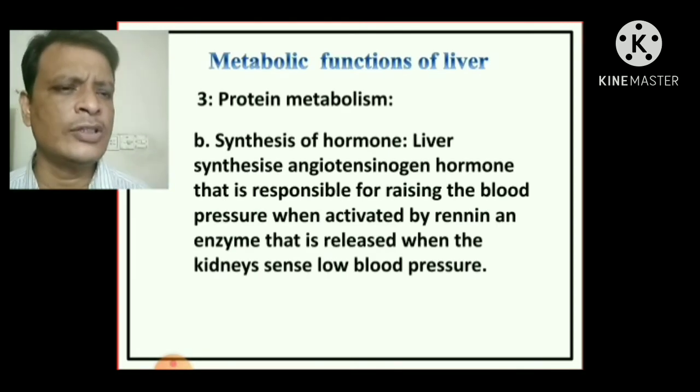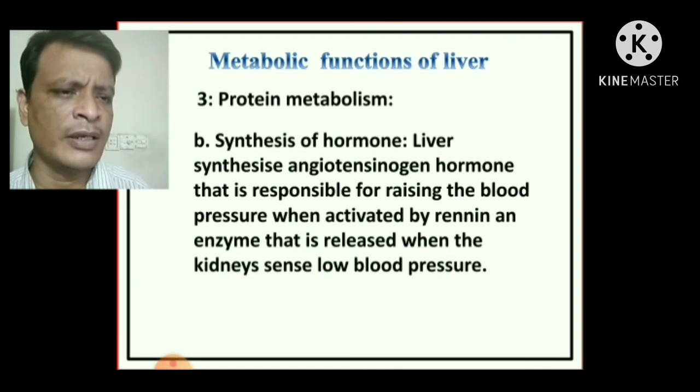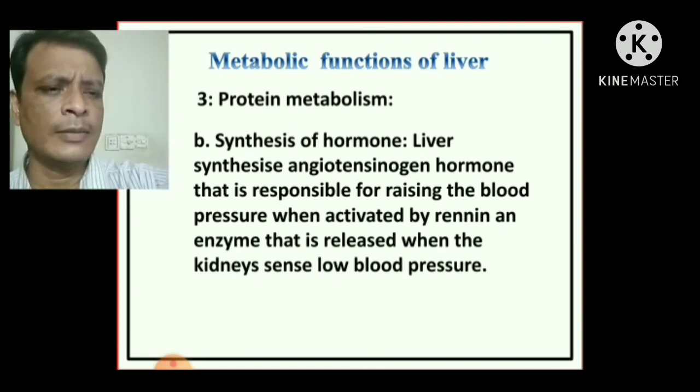Now the synthesis of hormone. The liver synthesizes angiotensinogen hormone that is responsible for raising the blood pressure when activated by renin, an enzyme that is released when the kidney senses low blood pressure.